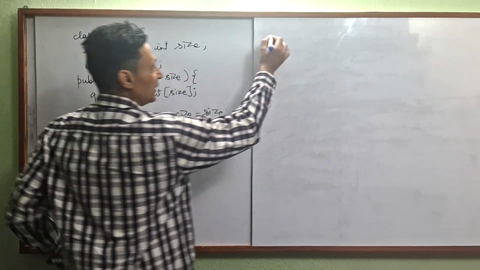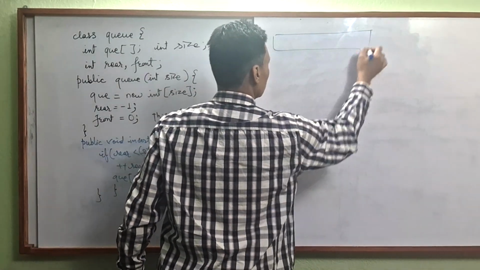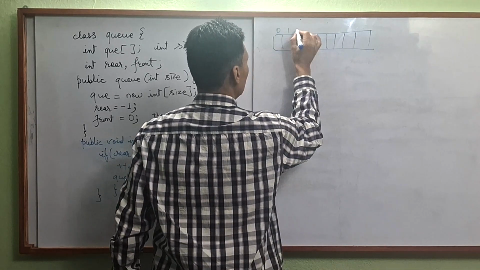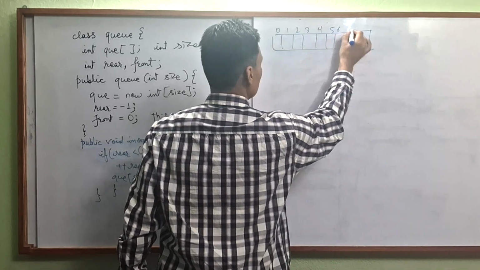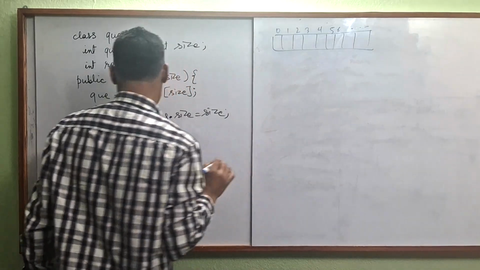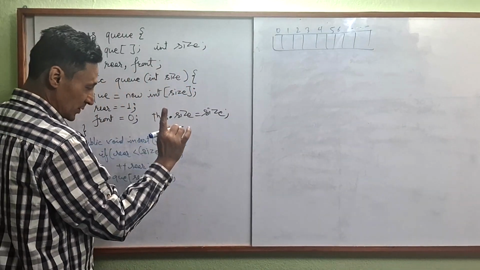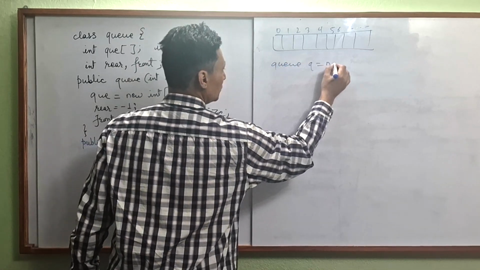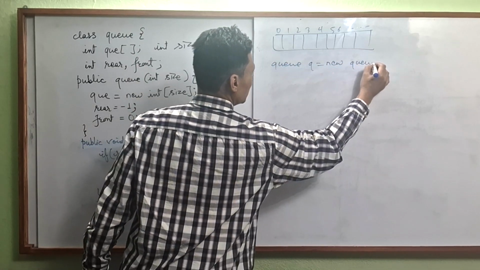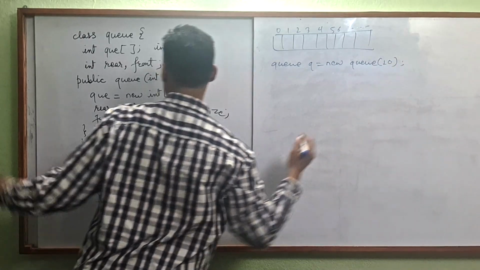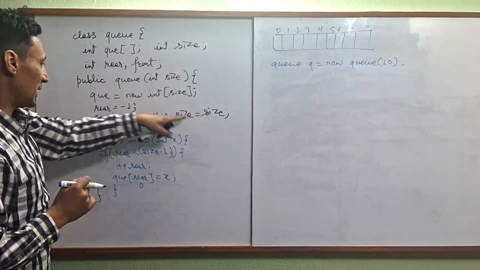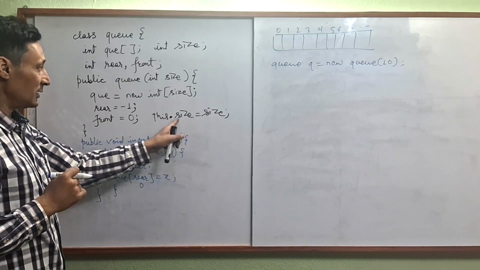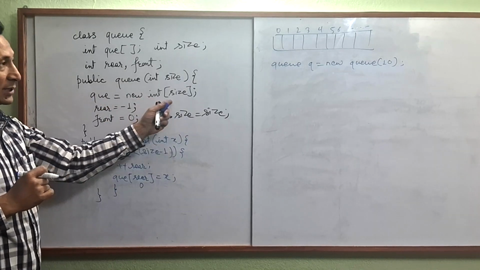Now let's say in the figure, positions 0, 1, 2, 3, 4, 5, 6, and so on. Now initially size we have not specified. Let's create the object of queue. Queue is equal to new Queue, and let's specify size to be 10. Now this size will become 10 as we assign this size to the member variable size, and the queue of size 10 will be created.